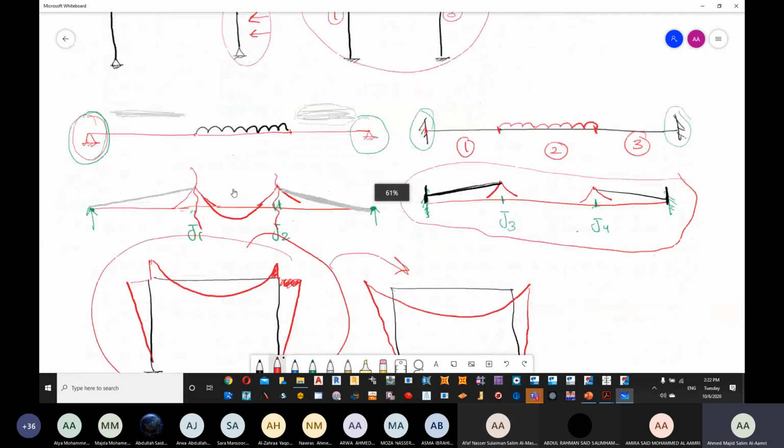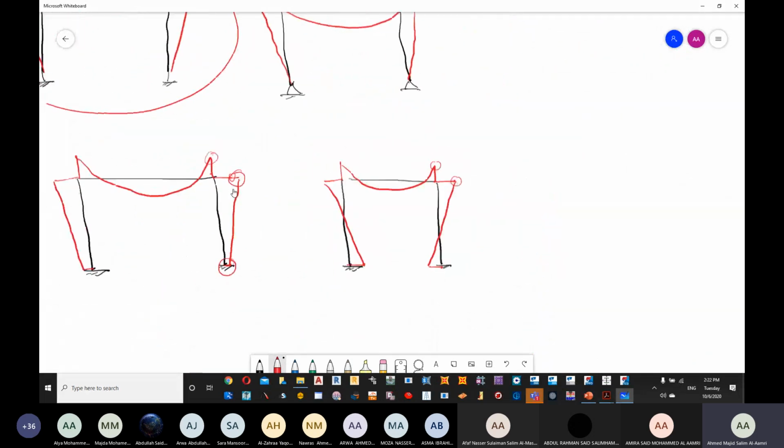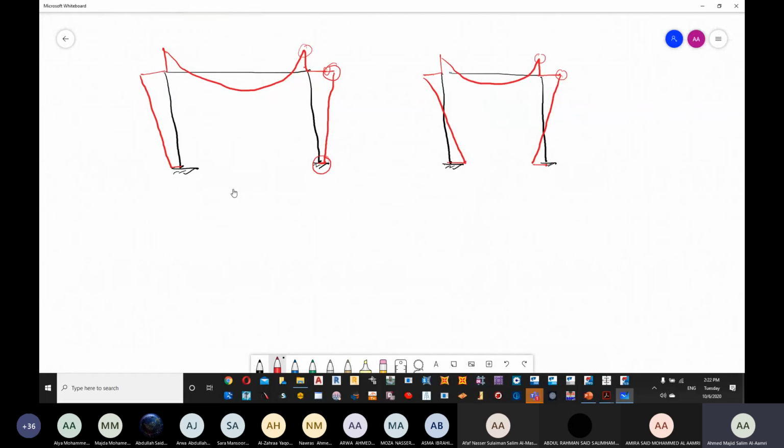No, values will be depending. Values are not going to be the same. Values are going to be depending on the loading.